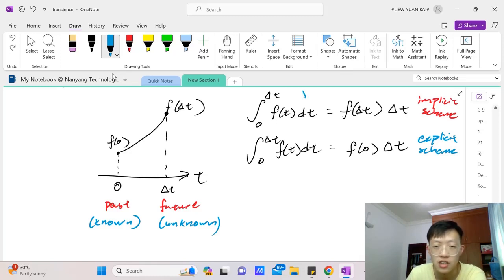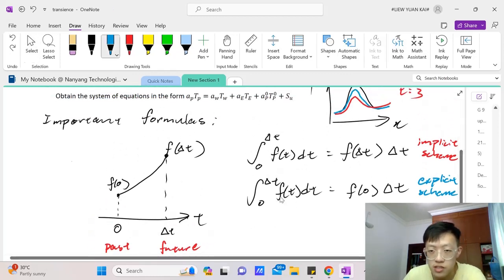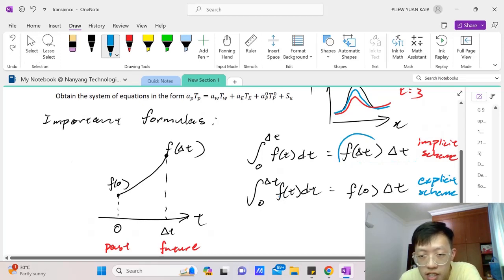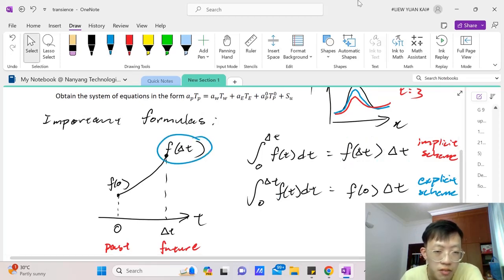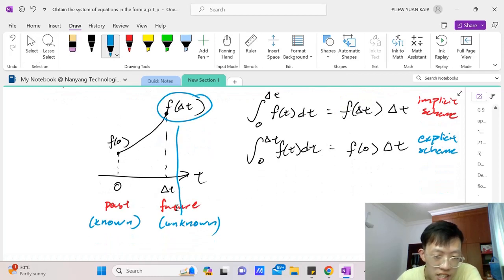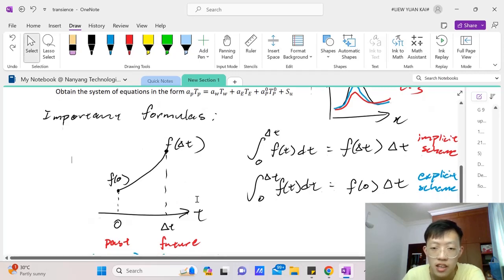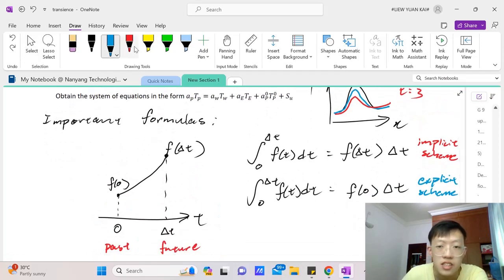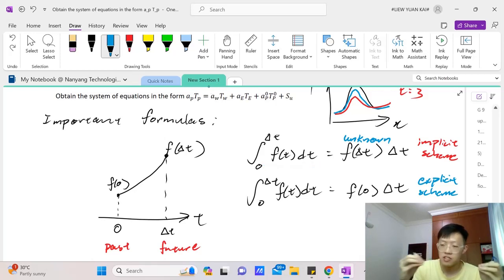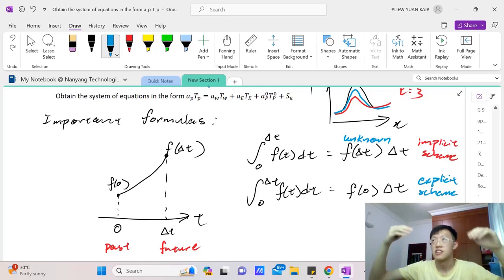The integral f of t from 0 to delta t. So let's have a look closely at this side now. F of delta t is this. And what did we say earlier? This value is unknown, right? We don't know what f of delta t is. So take a look at this. This is unknown, but you're using it to calculate this integral anyway. Somewhere along the governing equation, we're going to perform this integral. And this equation that we're doing will eventually give us the system of equations.